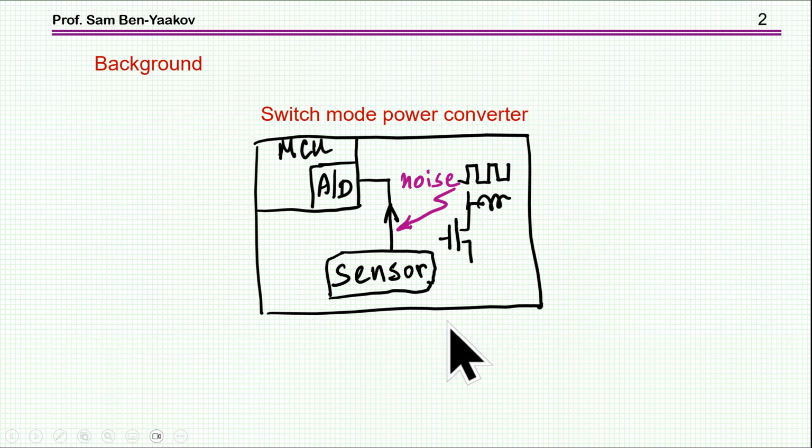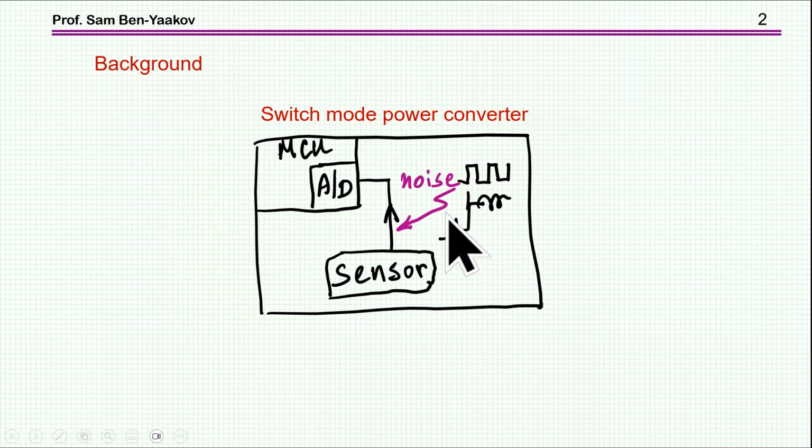So here is a typical problem we are facing many times. Here is the system. In this case, it's a switch mode power converter. It has a switcher. It's a high power, high voltage, high current sometimes. And then we have, of course, an MCU, a microcontroller, that will control this whole thing. And it has an A to D for sensing and getting information from the system. And among them are sensors like temperature or current or many other sensors.